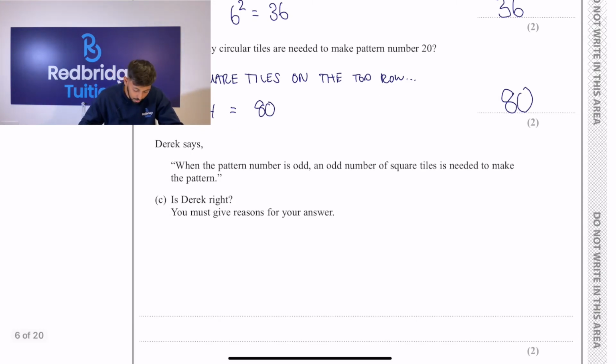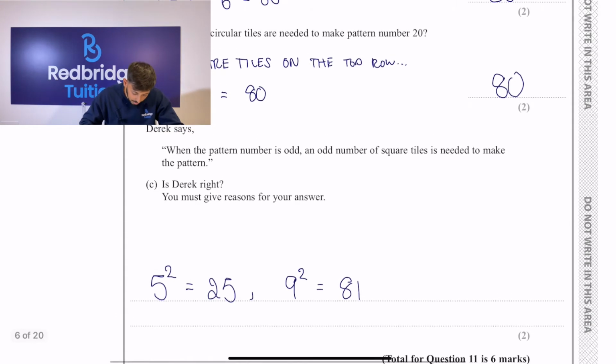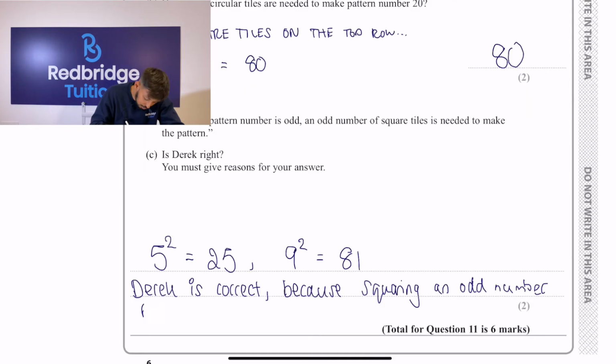So for example, if I was to do 5 squared, we would get 25. Also, as an example, we can see that 9 squared is equal to 81. So from this pattern, we can say that Derek is correct because squaring an odd number results in an odd answer.